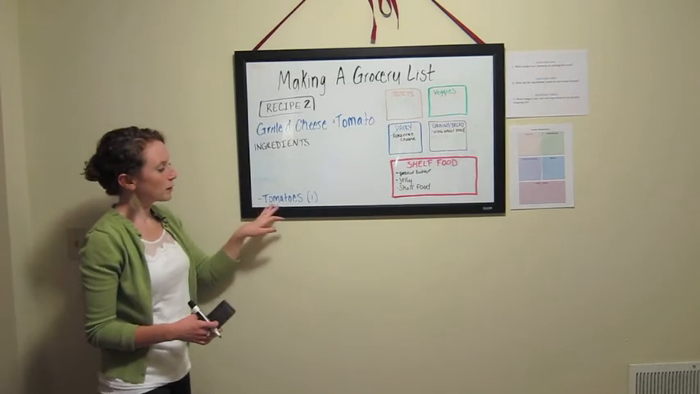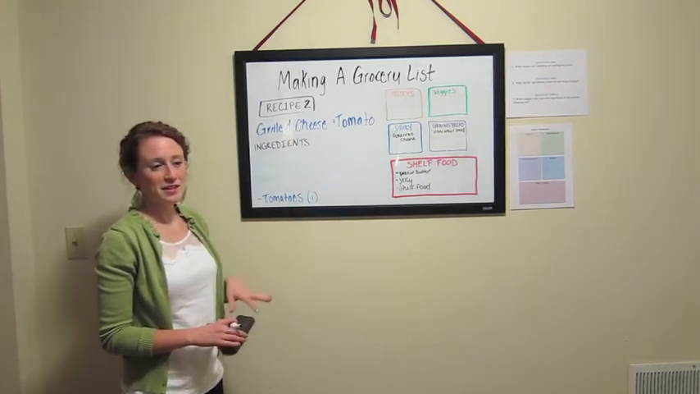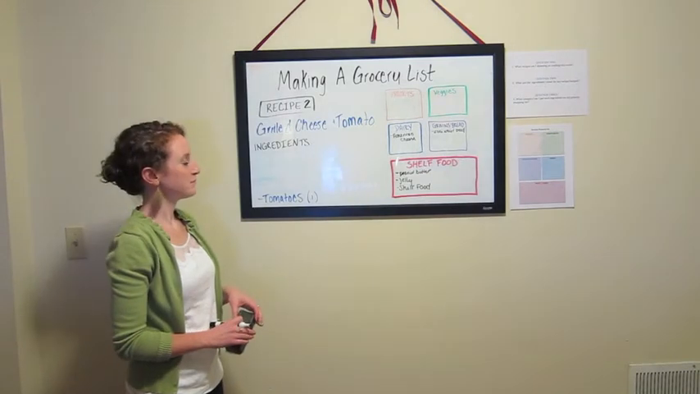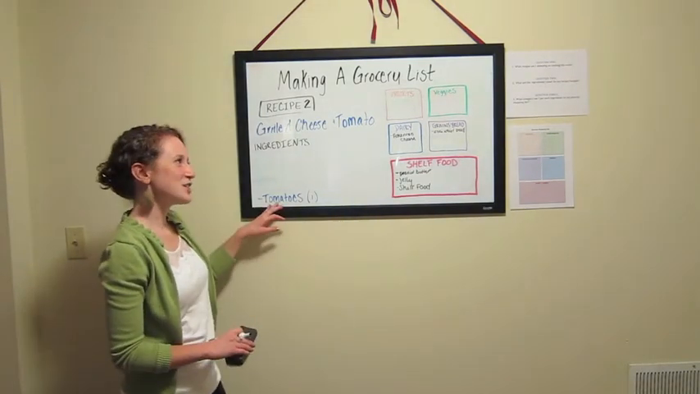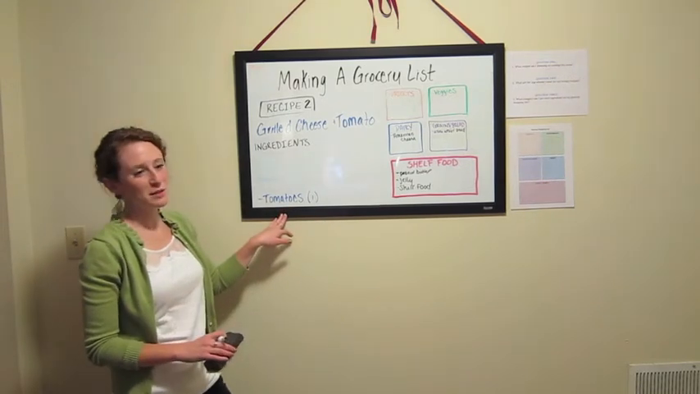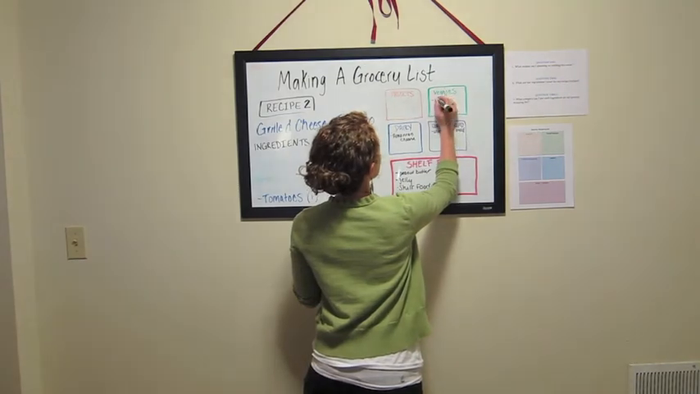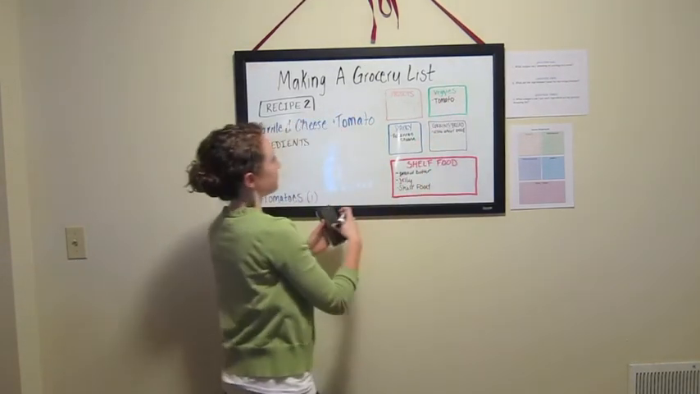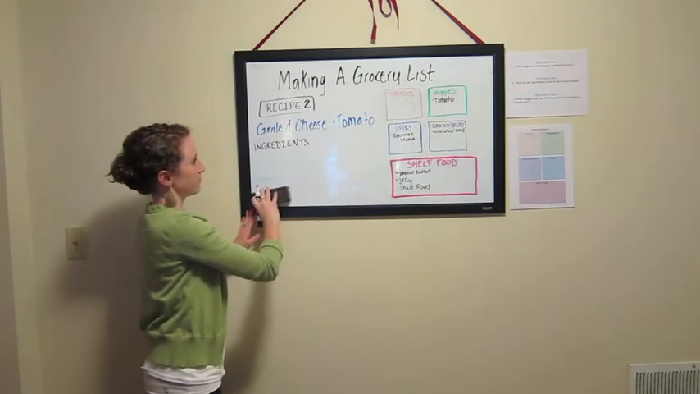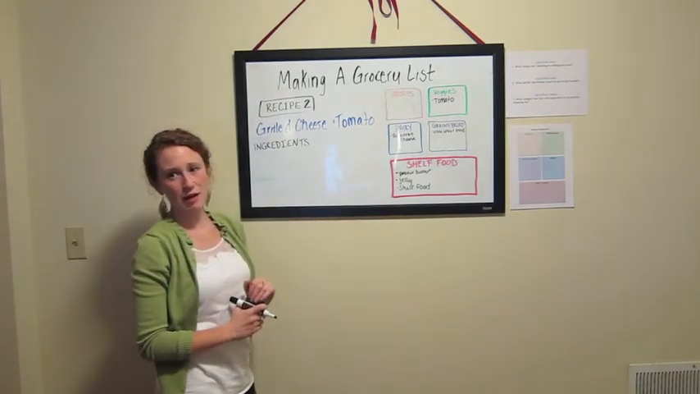And finally, where would we put tomatoes? Alex? Veggies. That's a tricky one. Some people think tomatoes are fruits, some people think it's veggies. Because you said vegetables, I'm going to put it under vegetables. And oftentimes, fruits and vegetables are together, so that's not a problem.